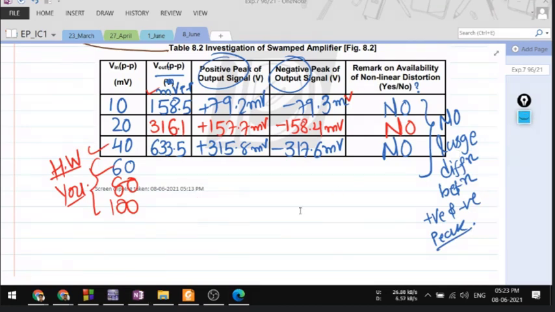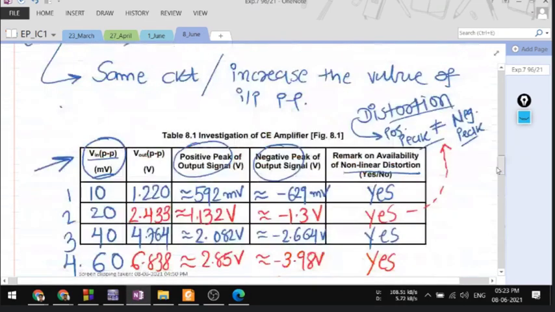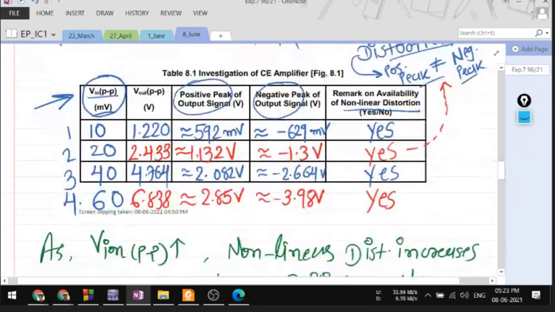So that's why this is the case of a swamped amplifier. If you look at the first reading, student, see the difference. Positive is 592, negative is 629. Positive is 1.13, negative is 1.3. Positive is 2, negative is minus 2.6, a 0.6 volt difference. And the last reading is 2.85, approximately 3, and this is 3.9, about 4. So there is a 1 volt difference between positive and negative peak.